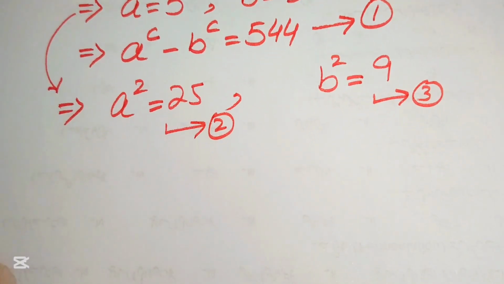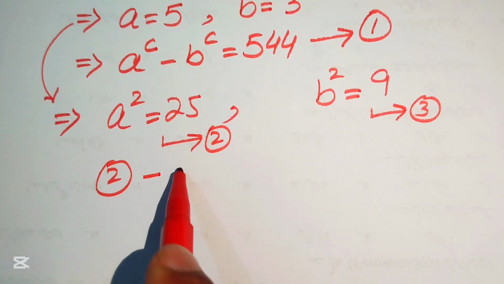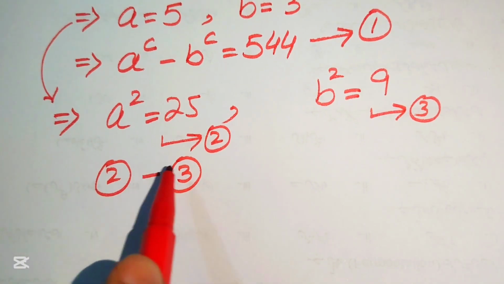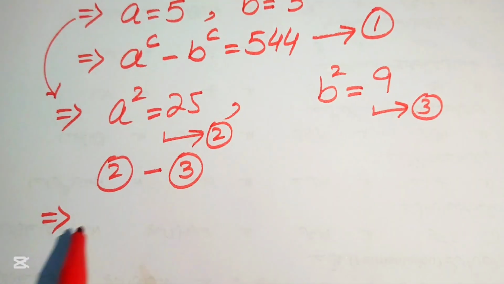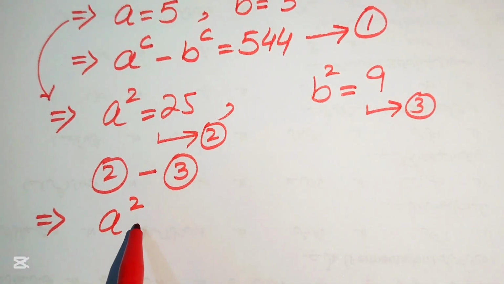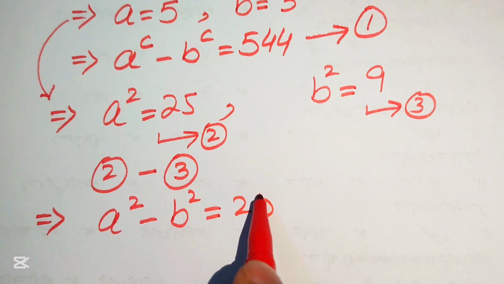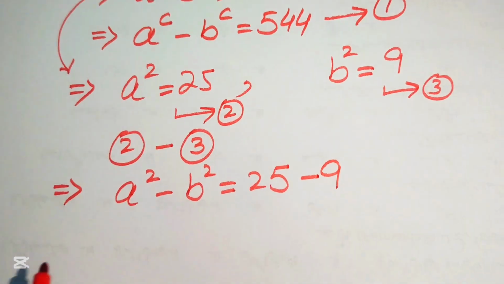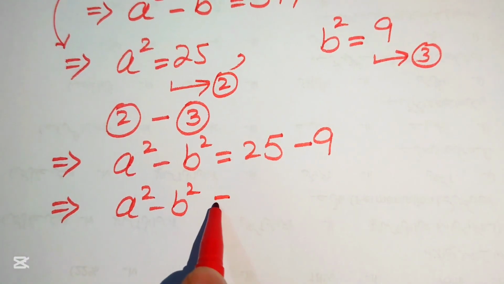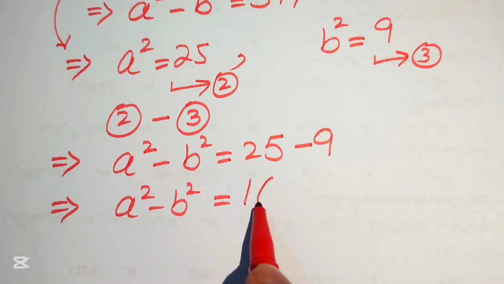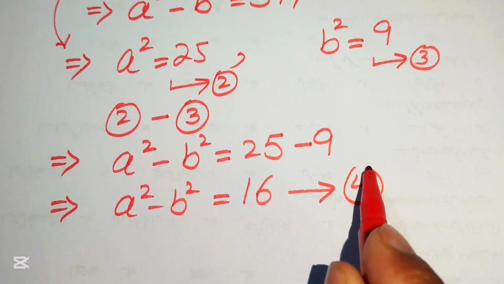Now in the next step, first we need to subtract these two equations. We write subtract 2 by 3. When you subtract these two, the left hand side is subtracted by the left hand side and the right hand side by the right hand side. So it is written as a square minus b square equals 25 minus 9, which equals 16, and we call this our equation number 4.